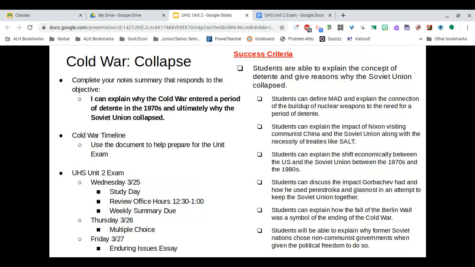So looking at this, here's your success criteria, what you should be able to know. You should still be doing note summaries, you should still be taking notes. I have posted a Cold War timeline to help you prepare for this unit exam, so make sure you know all the pieces of the Cold War. This class right here is happening on Monday. Tuesday, I'm going to give you one more lecture on modern communism in China. And then on Wednesday, that is your study day. Office hours are 12:30 to 1, and I will have a weekly summary for you on that Wednesday.